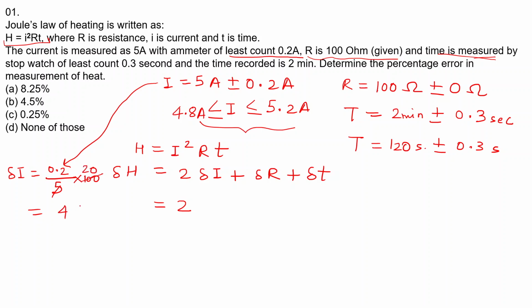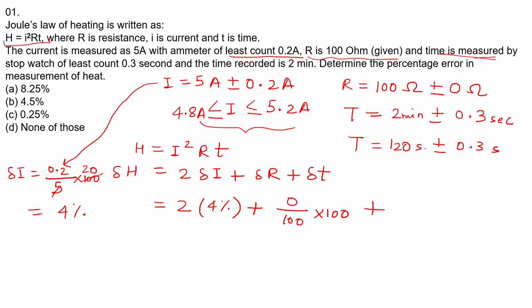So this will be 4%. The next thing is relative error or percentage error in resistance. Since we had seen that the resistance value was just given to us and it's not been measured, there is no error value we have. So when we try to calculate its percentage error, it will come out to be 0 because the error is 0. So the relative error or percentage error will come out to be 0.